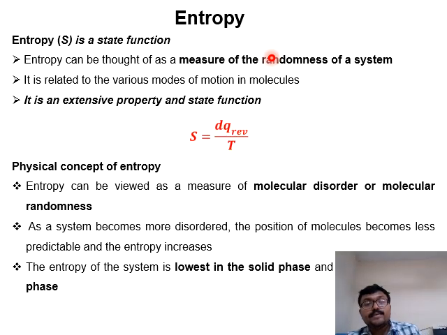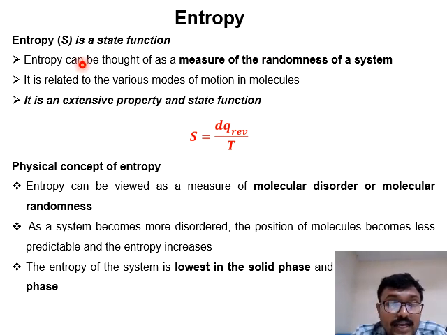Next is entropy. Entropy is a property and it is also a state function. Entropy can be thought of as a measure of randomness of a system. Means if in a system there are some particles, some gas molecules, how randomly they are moving, or how many particles are there. So randomness of a system is measured by entropy.